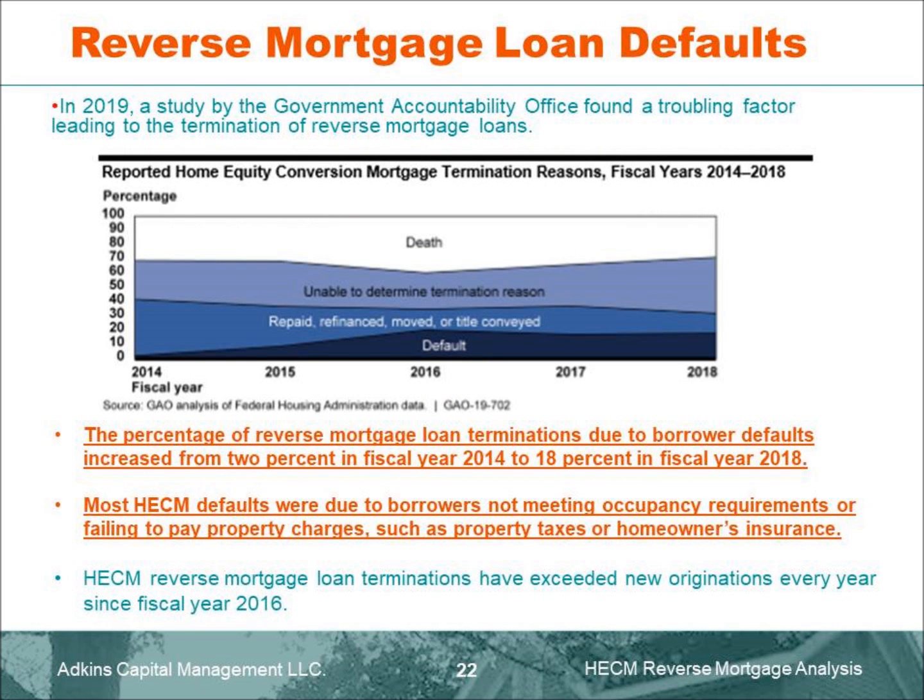Second, the Government Accountability Office report found that the percentage of reverse mortgage loan terminations due to borrower defaults increased from 2% in fiscal year 2014 to 18% in fiscal year 2018. Most HECM defaults were due to borrowers not meeting occupancy requirements or failing to pay property charges, such as property taxes or homeowners insurance. HECM reverse mortgage loan terminations have exceeded new originations every year since fiscal year 2016.